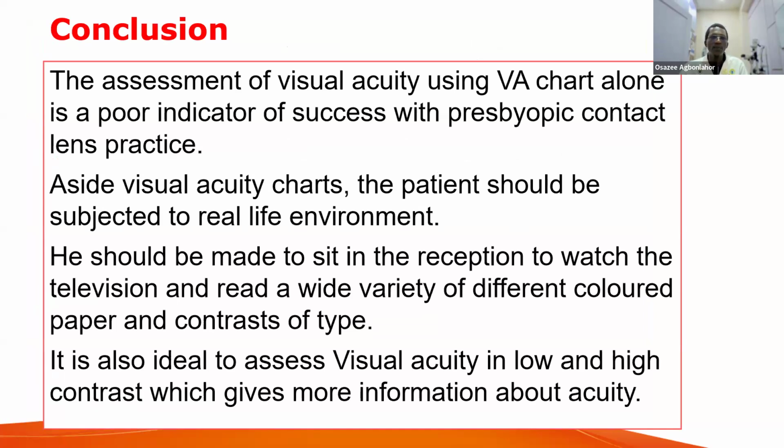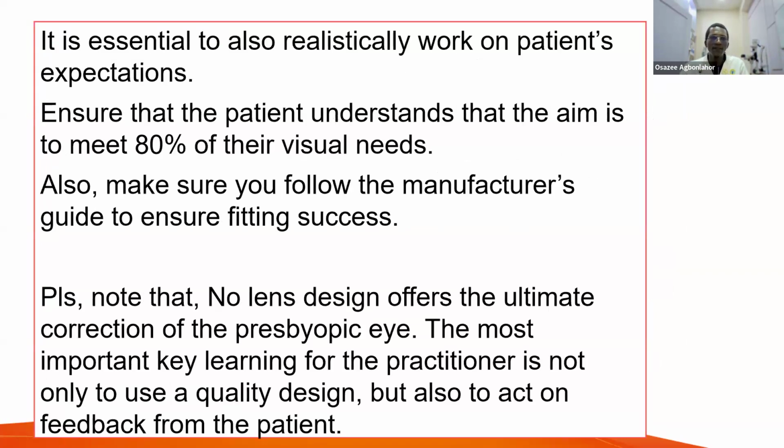I've said that already. Please use functional visual acuity. Let the patient go around, switch off the light, turn it back on, and see how the patient feels in real life. Very, very important. It's essential to also be realistic with patients. Don't tell them things that are above what you can give.